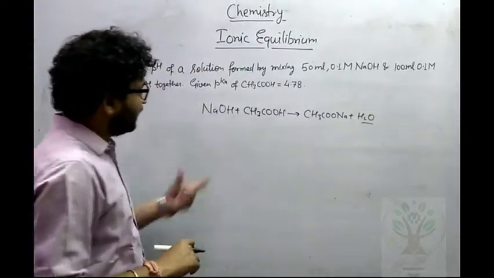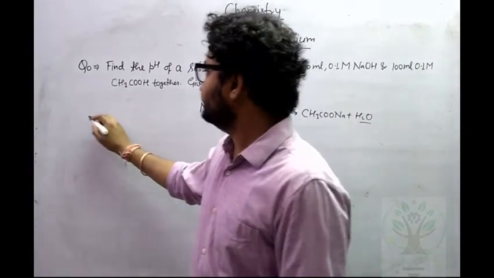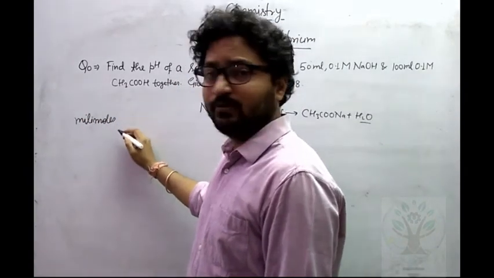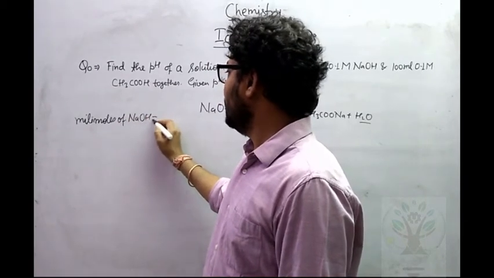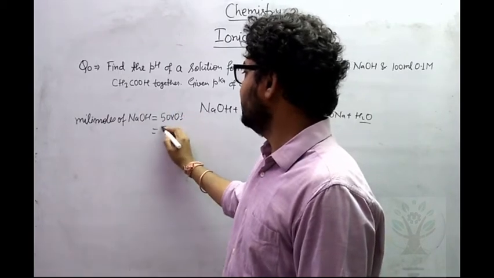Okay. Now, can you tell me how many moles or millimoles of NaOH you have taken? Let's find out. Okay. Millimoles of NaOH equals how much? It will be 50 into 0.1, that is 5.